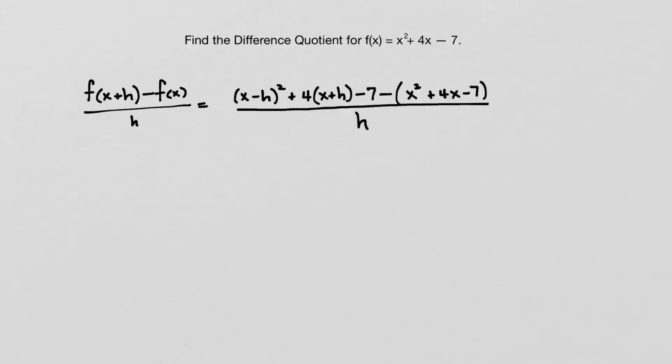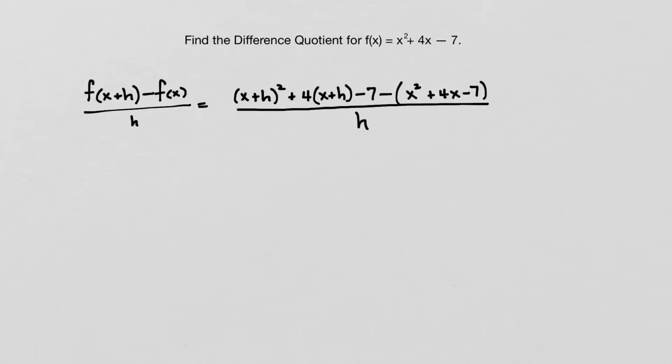Now in this problem, we need to find the difference quotient for f of x equals x squared plus 4x minus 7. So again, I've written my formula, and then I plugged in x plus h, right? X plus h for x in the function f of x. So it's x plus h quantity squared plus 4 times x plus h minus 7, and then that's all minus x squared plus 4x minus 7. And that's all over h.